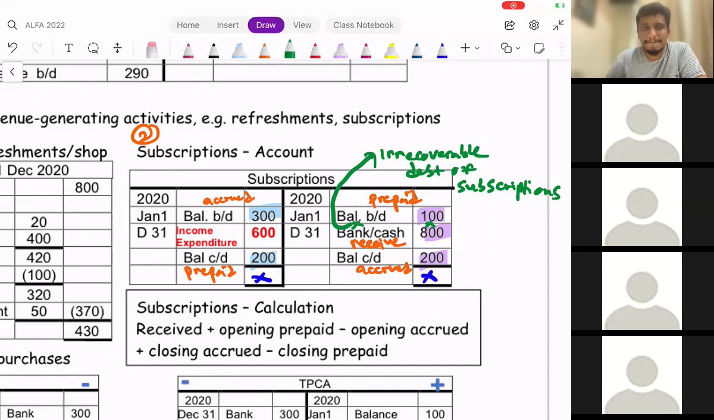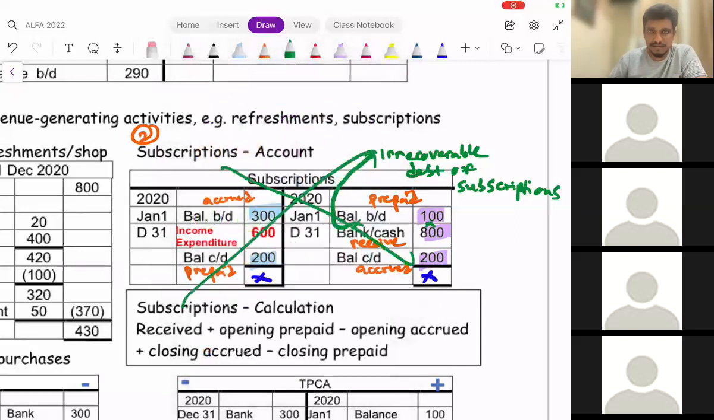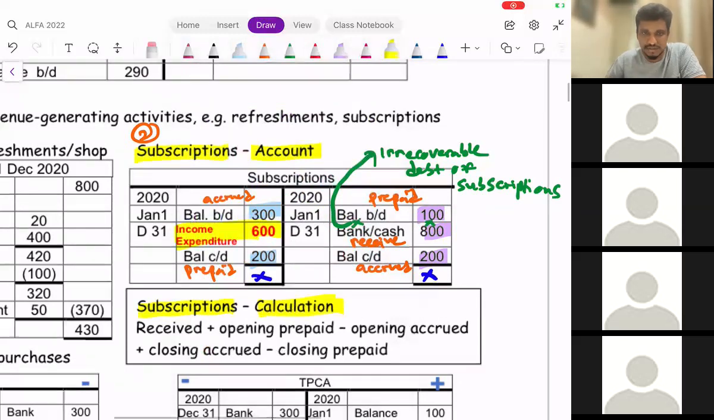Or sometimes the question doesn't say to prepare a subscription account, it says to calculate the subscription. How do you calculate the subscription? You can prepare an account to calculate how much the subscription is, or a calculation is also acceptable.